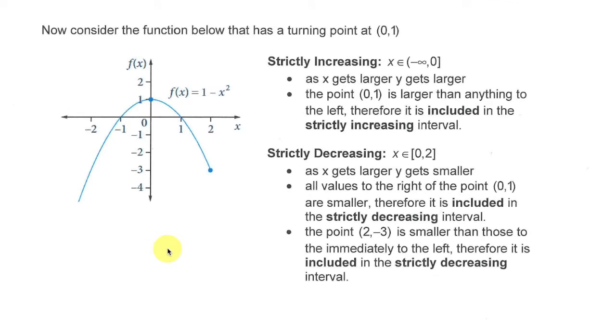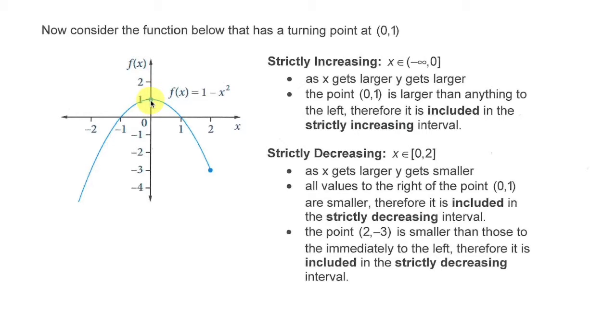If I were to ask you where is the function strictly increasing, most of you would say that it's from negative infinity going up to x equaling 0, but not including x equaling 0. So that is that x is an element of negative infinity up to 0, not including 0. But we do need to include the 0. It's obvious that it's increasing here, but why is it that we are including the position 0, 1?